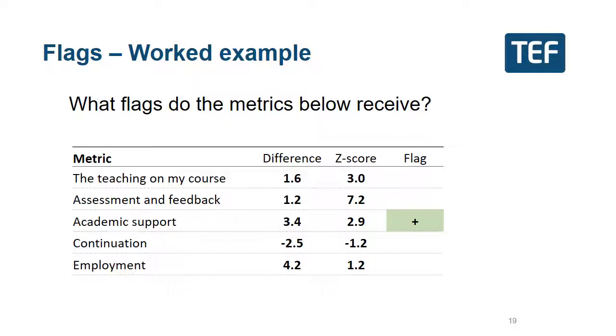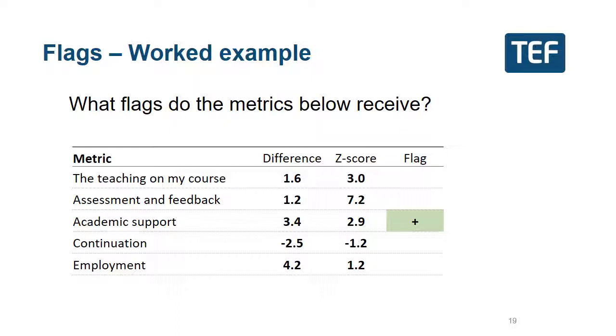So having looked through these differences and Z-scores, I'd then ask you, how would you rank these metrics in terms of performance from best to worst? The answer's not necessarily what you might think at first glance, and I'll just talk through some of the considerations now. So in first place would have to be the academic support metric. It's the only one that gets a positive flag, so that comes first. But what comes next? You might be tempted to say employment because it's got the largest positive difference.